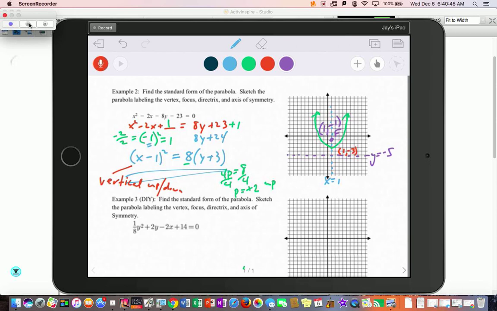All right, well, the next one is a DIY. So you have to complete the square and move things around, see if you can do that, and then come back and look at the answer. Pause the video now.